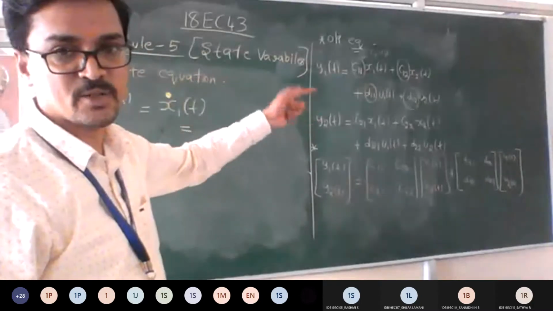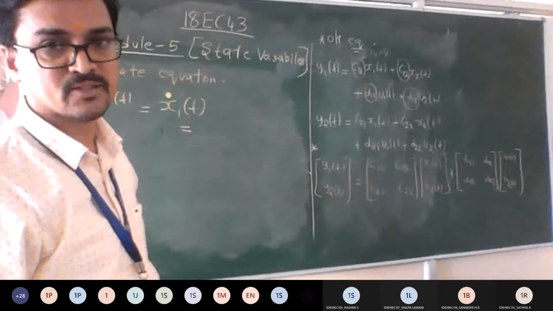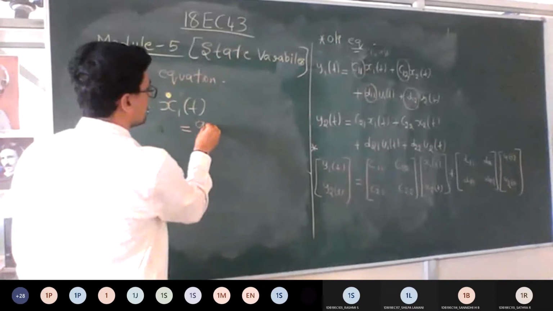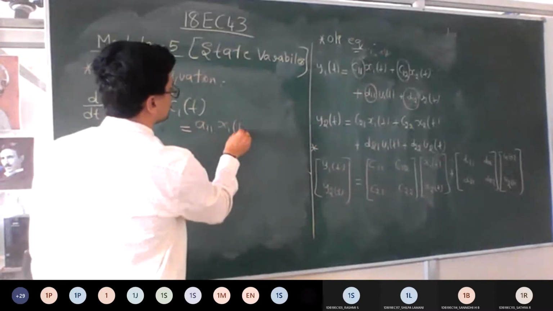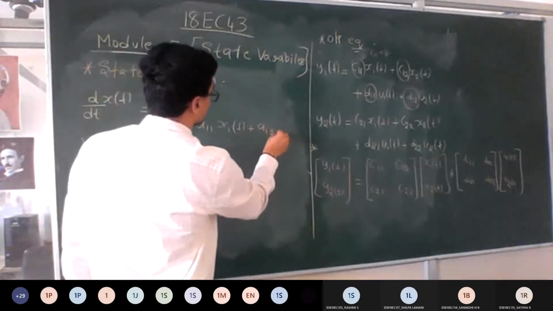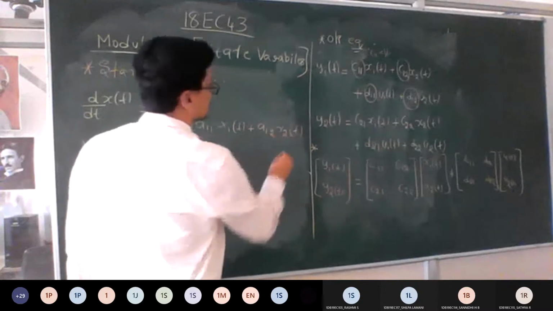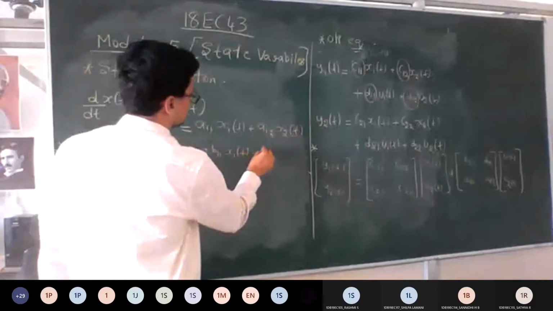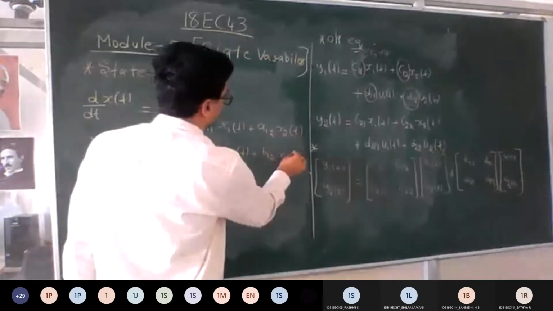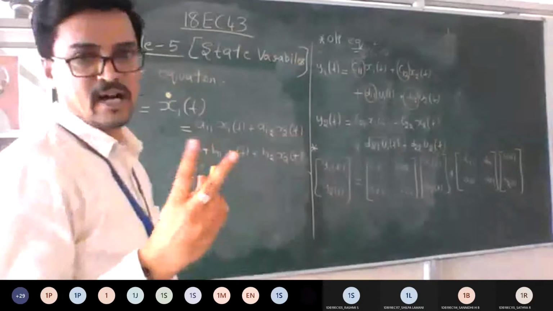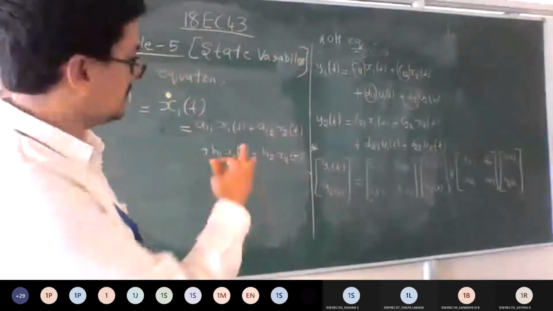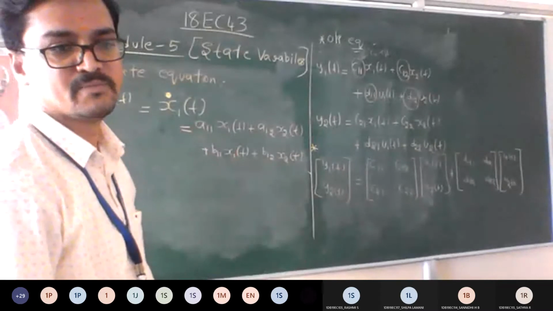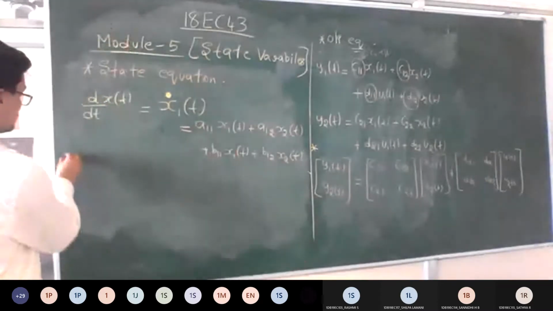Now this representation I can use the same way, but let's designate with some other coefficients, because if you again give C and D, it is going to become the same. So let's give A and B here so that it will be different from your output equation. In the same fashion: A11 x1 of t plus A12 x2 of t, plus B11 u1 of t plus B12 u2 of t. Whatever equation I'm writing is for two state variables. If there are three, plus A13 x3, and so on. Clear?